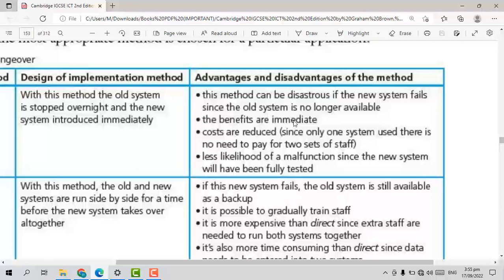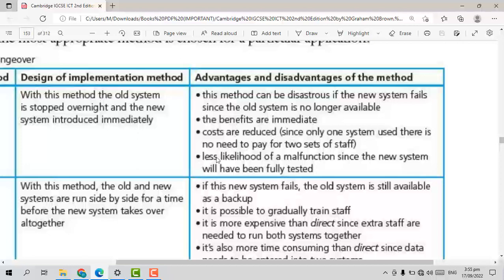The third one is costs are reduced. It doesn't cost a lot of money since I'm going to be changing the system overnight, right? There's no need to pay for two sets of staff. I'm only going to have one staff that is using the new system, and that is an advantage.